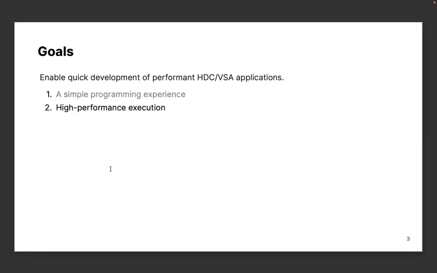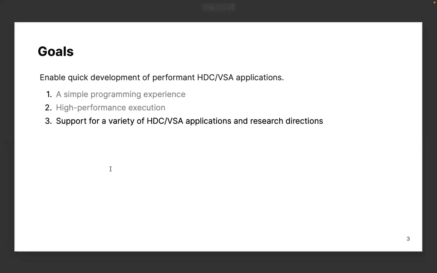Then we obviously also wanted high performance execution, as I've mentioned before. And we wanted to be able to support a wide variety of HDC and VSA applications. So we wanted to be very general, such that we can amortize the cost of making the library by using it over multiple projects. As long as it's very general, we can probably use it in many more of our projects, and hopefully the community will also be able to use it in their projects.